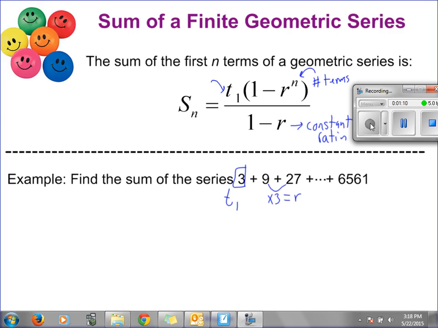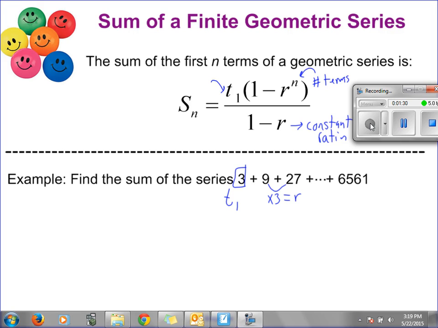The thing that takes a little bit more work is figuring out n. We want to know what the nth term is. Well, we know the nth term. It's that 6,561. Because it's our last one, we want to know how many numbers is that, though? How many numbers do we actually have in our series?